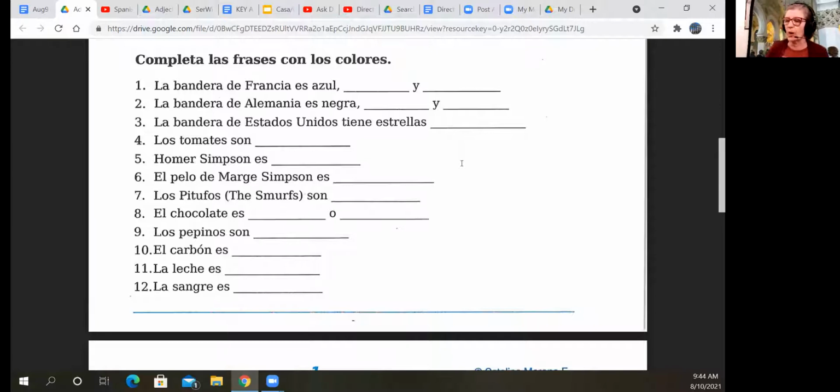Número cuatro, los tomates son. We want a red, well, I guess they could be green, but los tomates son rojos. Los tomates son rojos. You know, you could say los tomates son verdes, some are green, but then it would probably be están verdes, because they're green if they're not yet ripe, yeah?